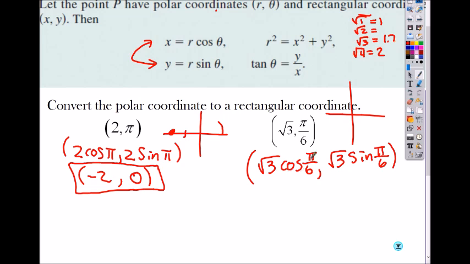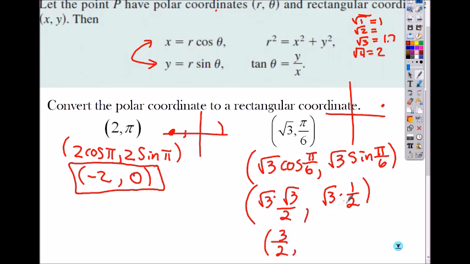What's cosine of pi over 6? Yeah, so it is root 3 times root 3 over 2 from the unit circle. What's sine of pi over 6? Root 3 times 1/2. So what's root 3 times root 3? You get 3 over 2. And here you get root 3 over 2. So you can leave it as the exact, you don't have to put decimal answers.